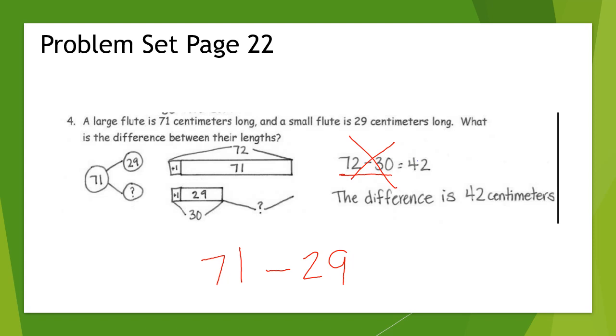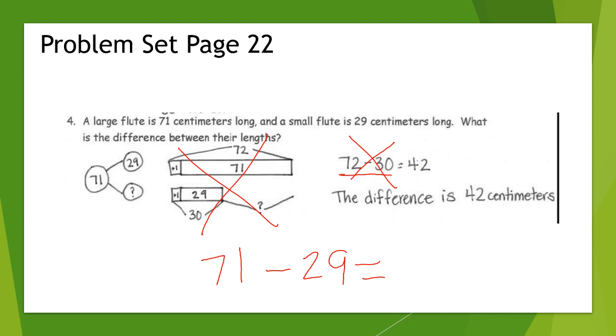This person was trying to do it all fancy like Alicia. That is a little confusing for us. We don't solve that way. So the number sentence I expect you to have is 71 minus 29. You could draw a number line to figure this out, or we could just use a different strategy.